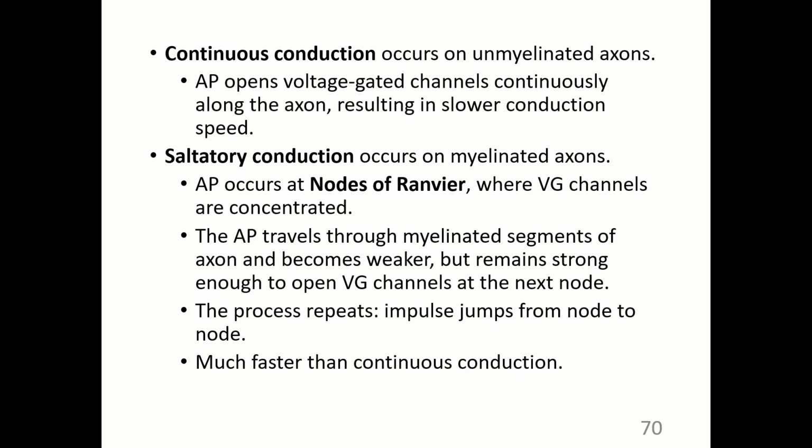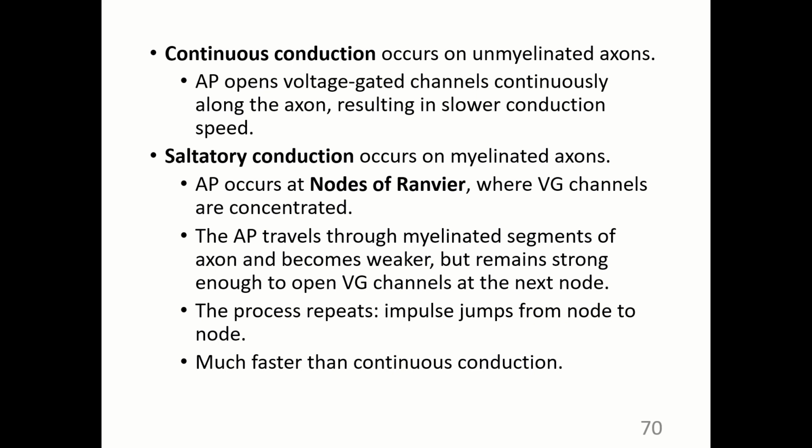Two types of action potential conduction can occur. We have continuous conduction and saltatory conduction. Continuous conduction occurs on unmyelinated axons. Saltatory conduction occurs on myelinated axons. This is going to explain why myelin is so important.